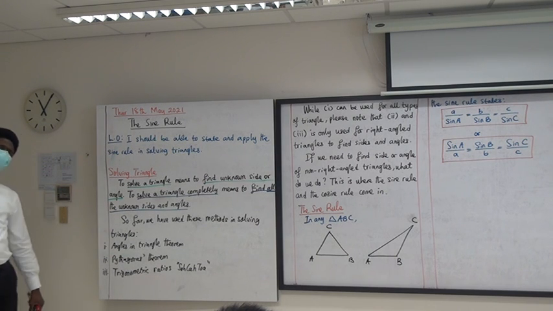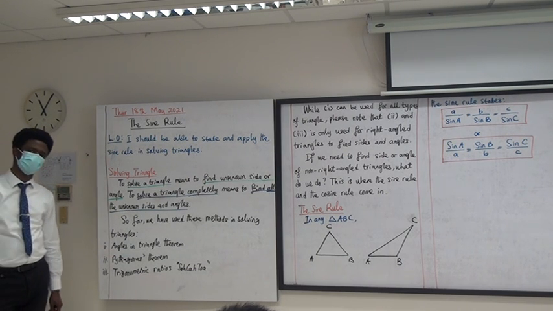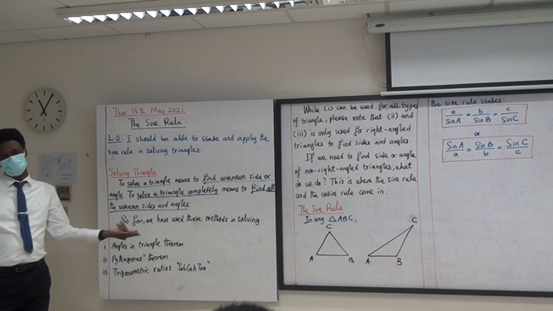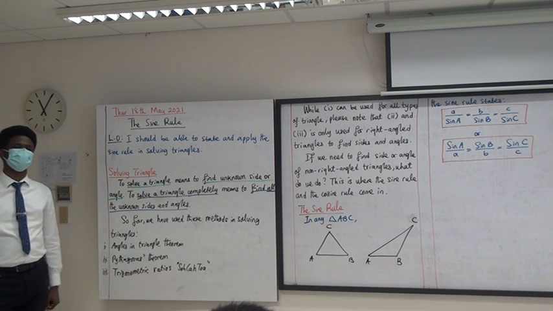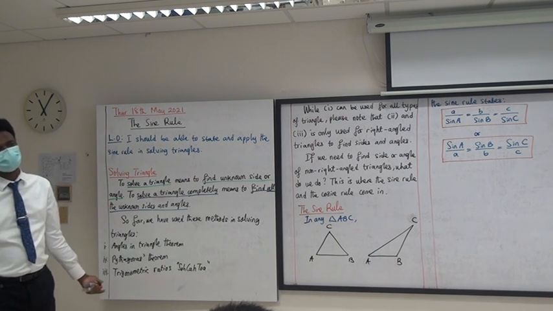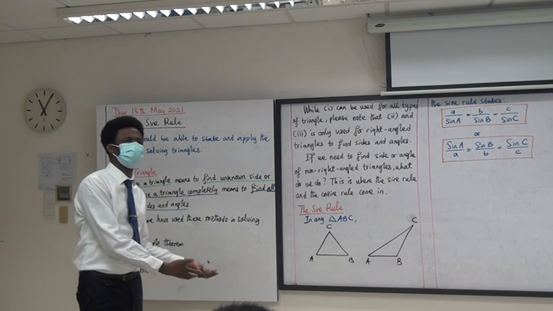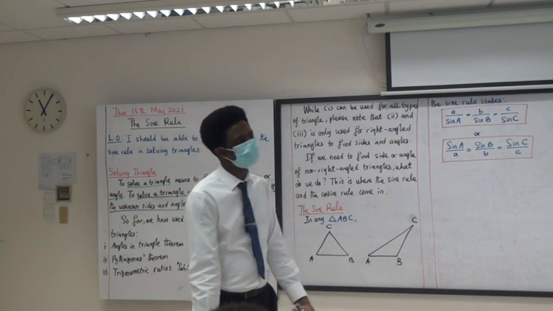So also, we can talk about solving triangle. To solve a triangle is just to find unknown again. What are the unknowns in a triangle? It could be the side. It could be the angle.